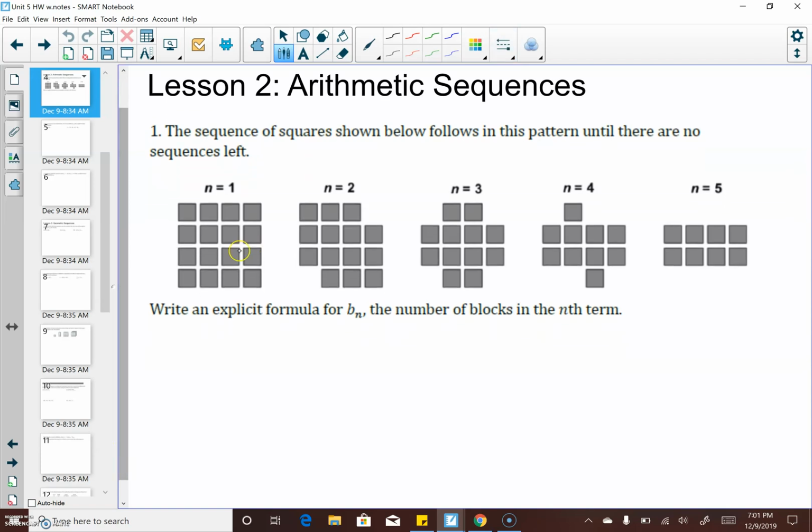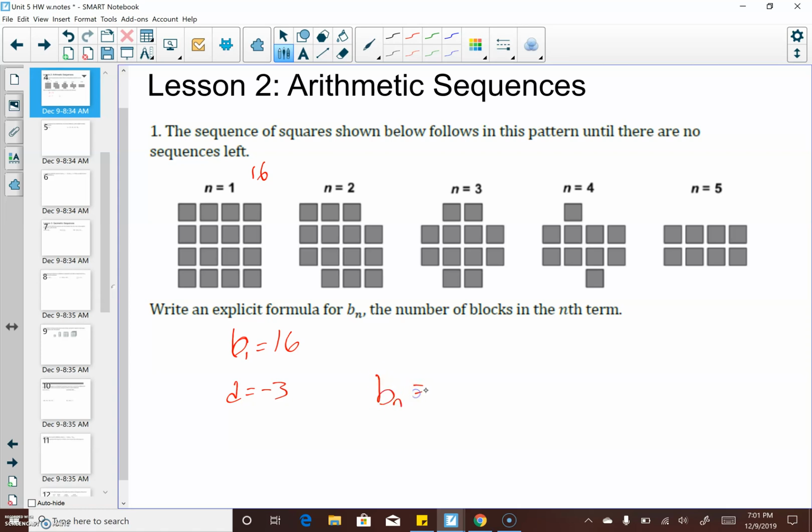So in the first one, there's 16, in the second there's 14, third there is 12. So remember, the two things we need to write an explicit formula. We need a first term, which in this case is 16, and we need a pattern. In this case, we are subtracting 2 squares.